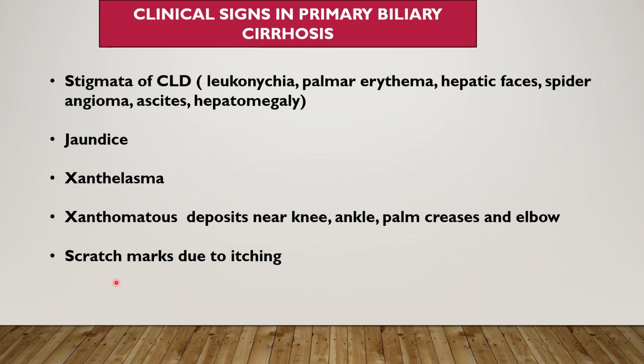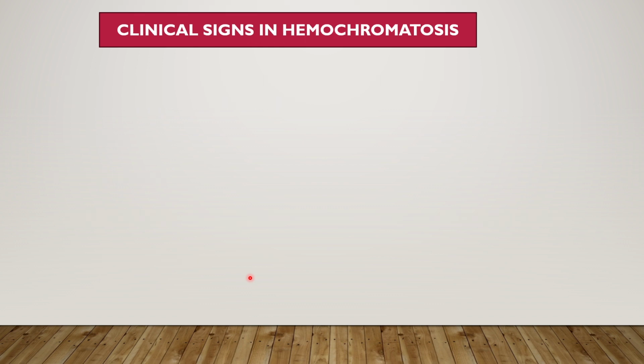And there will be scratch marks due to itching. The itching is a very important feature in primary biliary cirrhosis, and intractable itching is an indication for liver transplantation as well. So these will be the signs which can be seen in primary biliary cirrhosis.